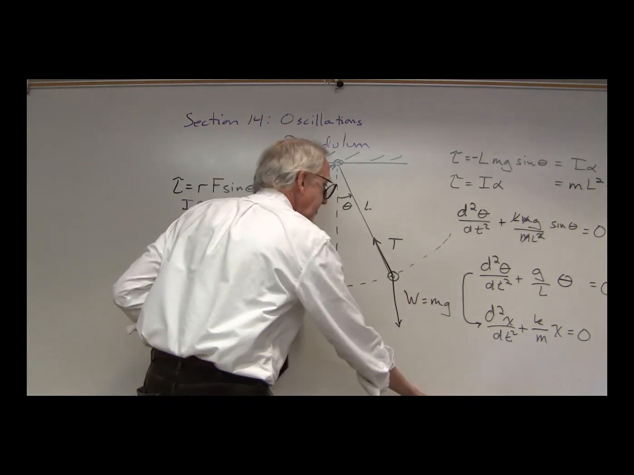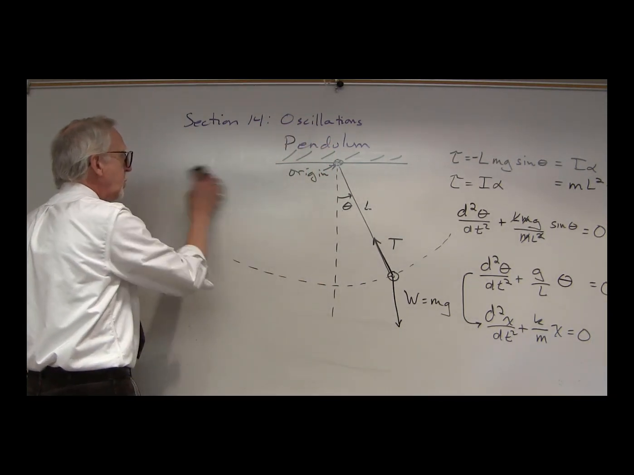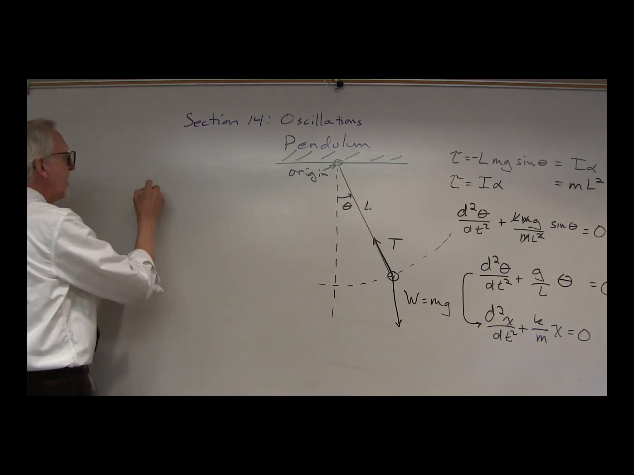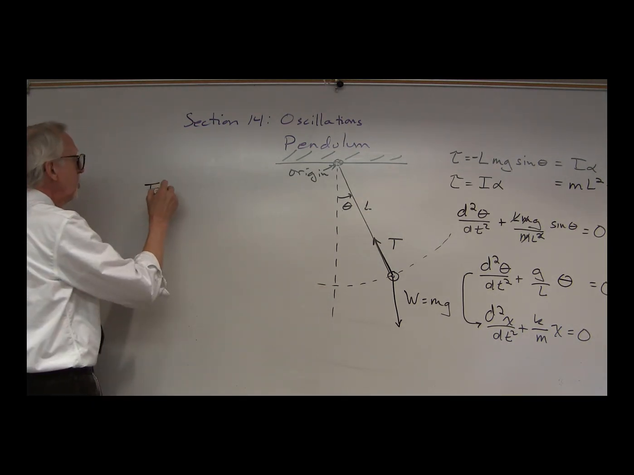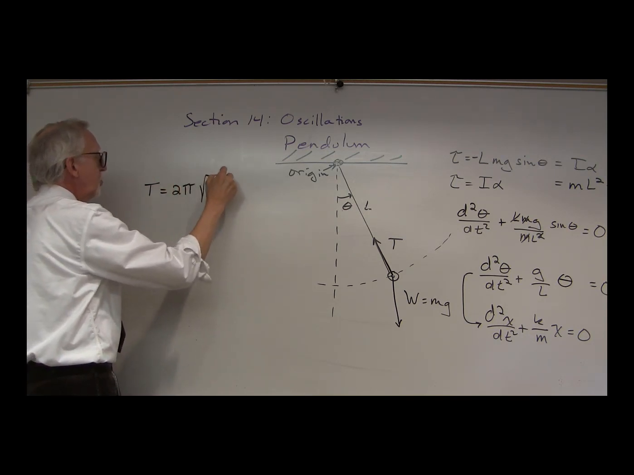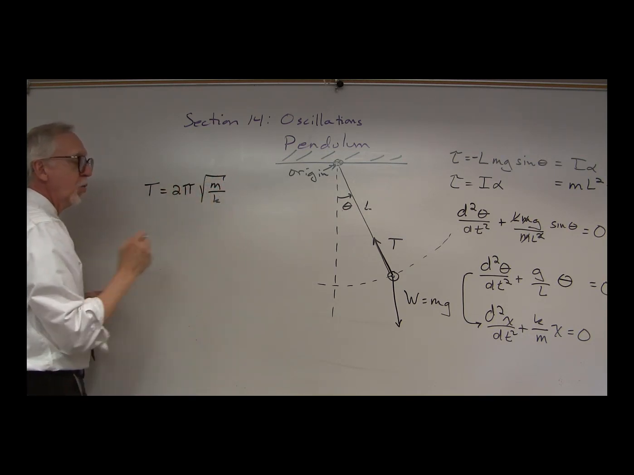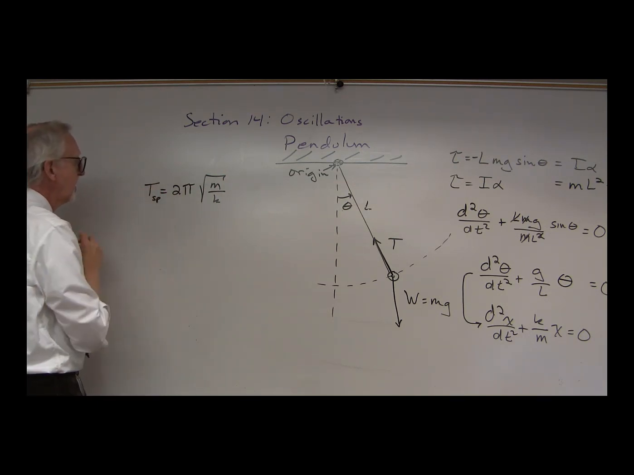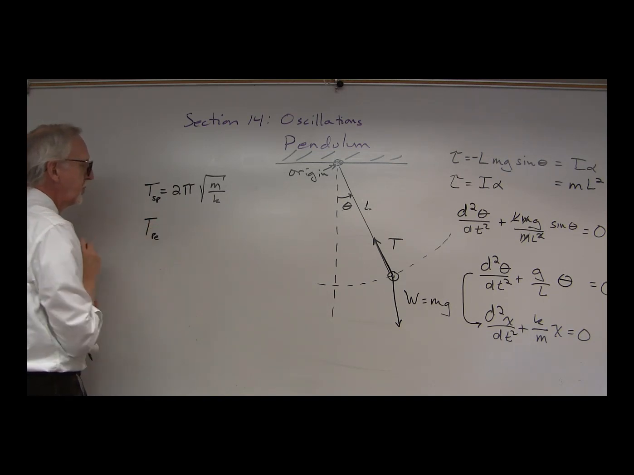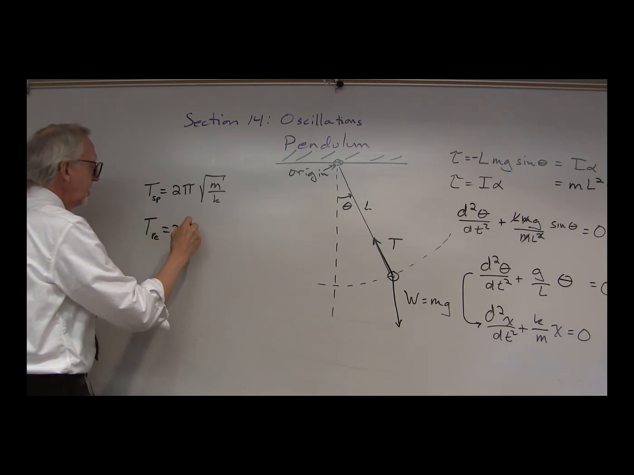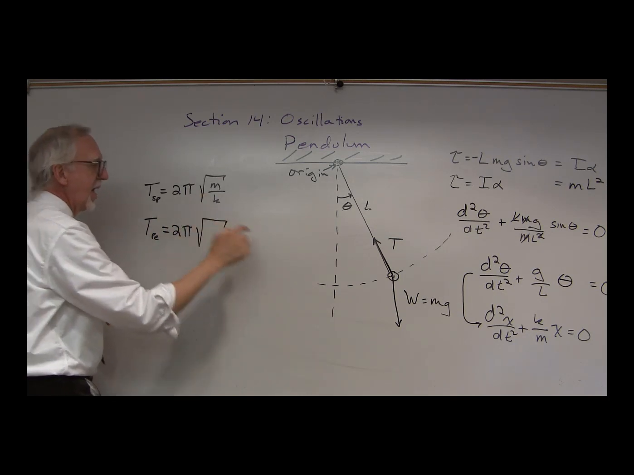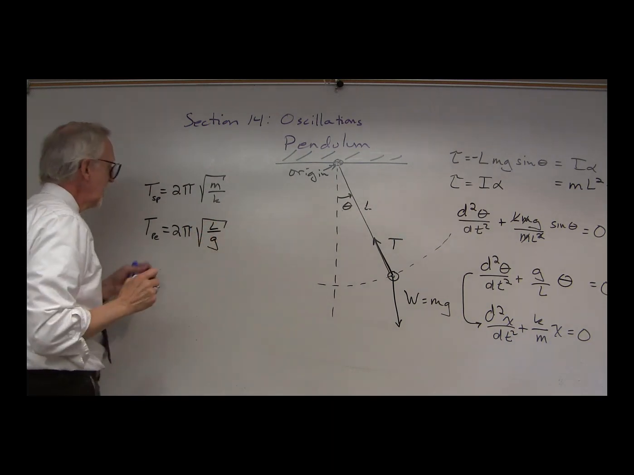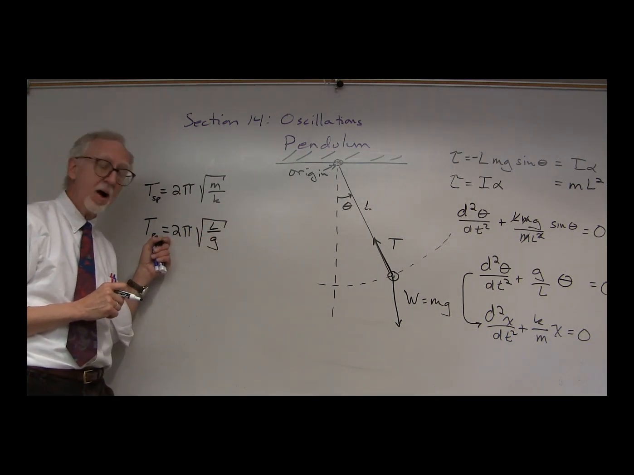So remember, what did we find for, let me erase this now. We are going to always assume now we're in the small angle approximation. We found that the period for the mass on a spring was equal to 2 pi root m over k. So this is for the mass on a spring. What's the period for the pendulum? Well, it's going to be 2 pi root, rather than m over k, we'll have L over g. This should then be the period of our pendulum.